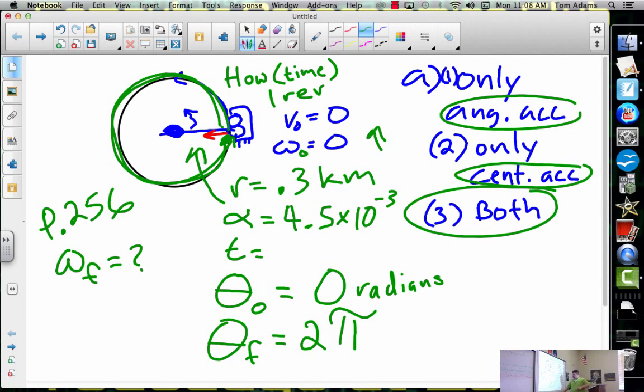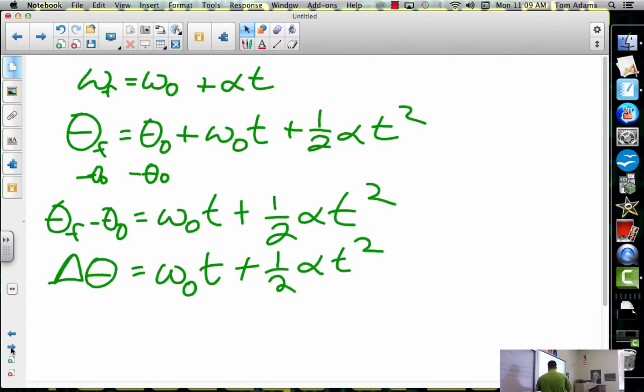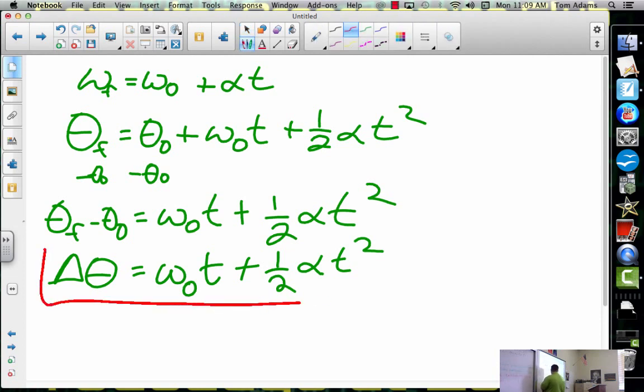So if I look at these equations, which one might work better? Uh-oh, where'd they go? Oh, I lost them all. Which one might work better? Probably this one, right? That one will probably work.